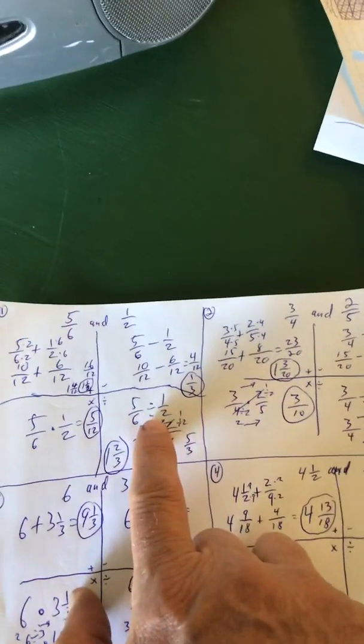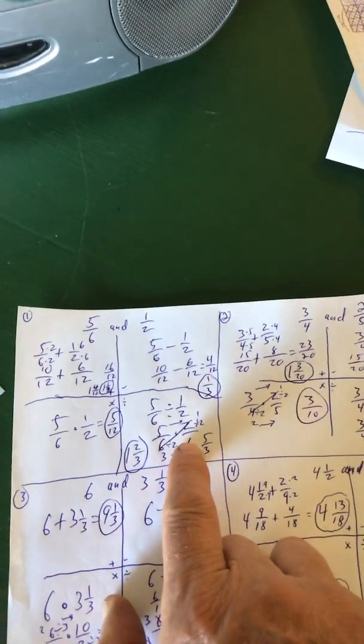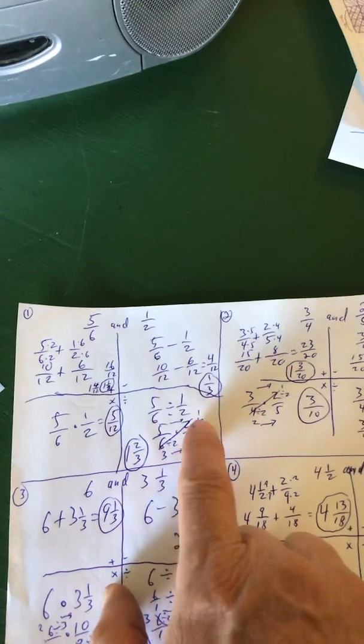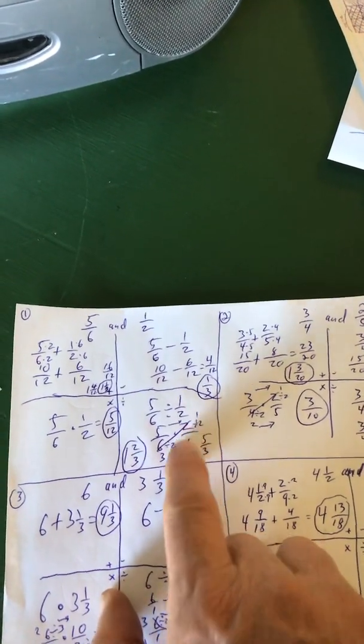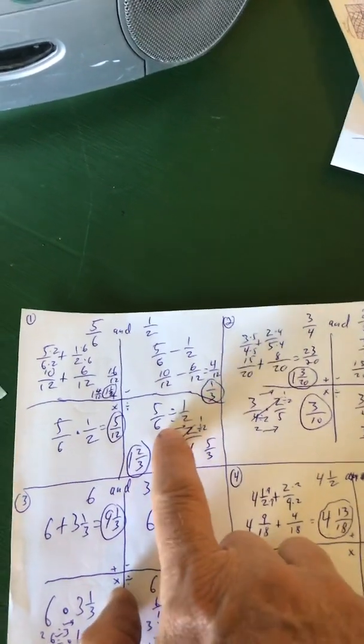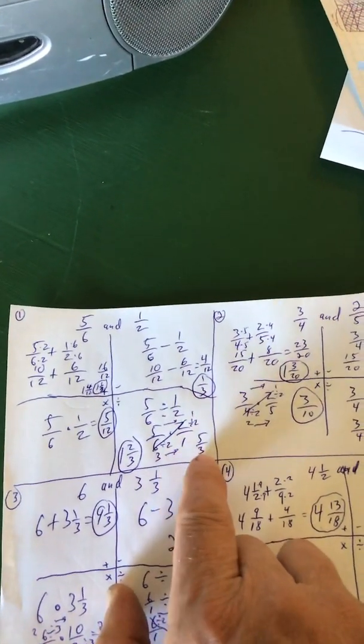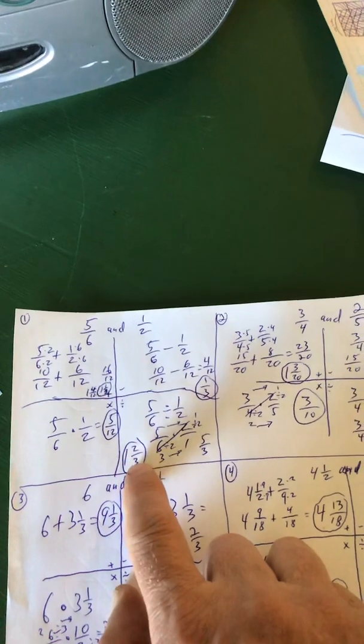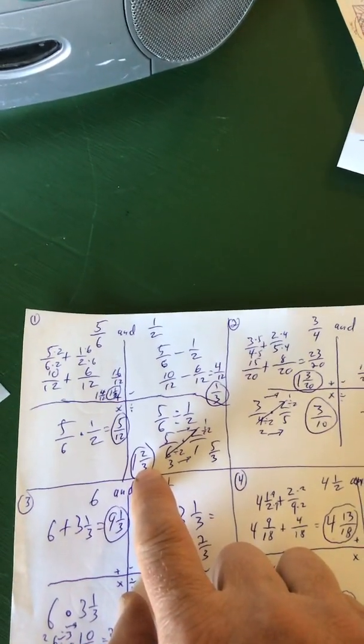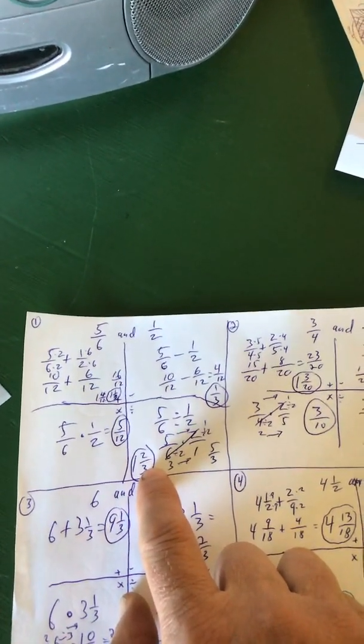And dividing, you don't divide. You flip the one on the right. And I can divide both these by 2, so I did. The 2 divided by 2 is 1, and 6 divided by 2 is 3. And then I multiply. 5 times 1 is 5, and 3 times 1 is 3. 5 thirds is 1 and 2 thirds. So there's the first one.